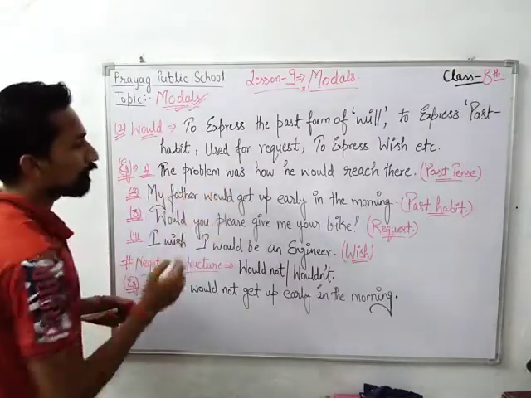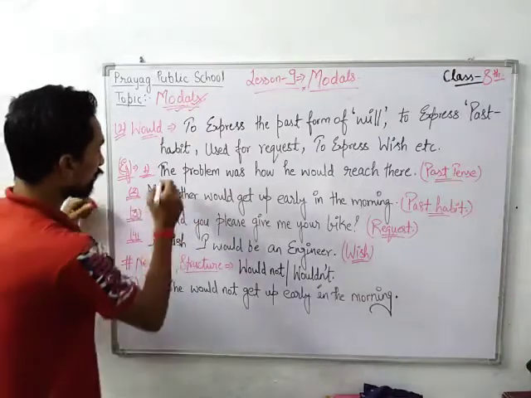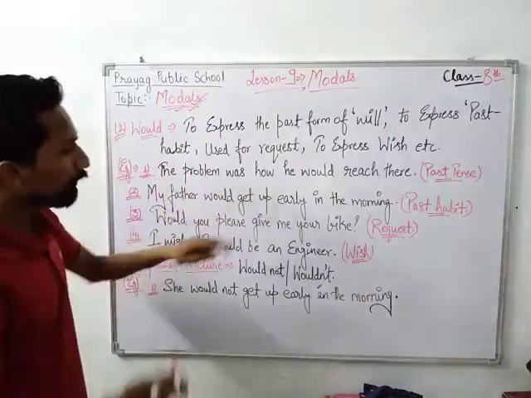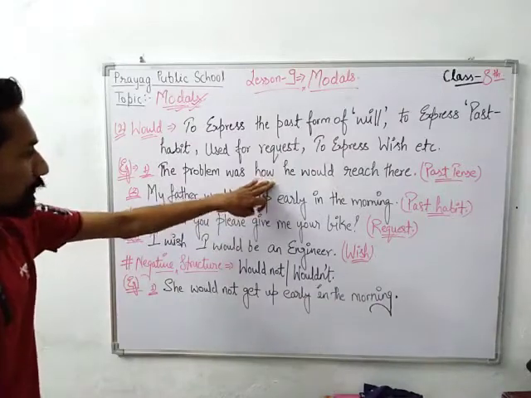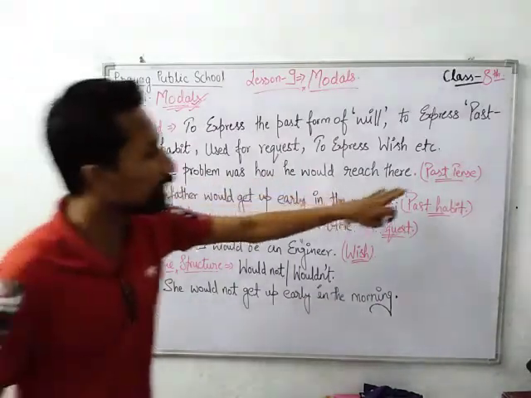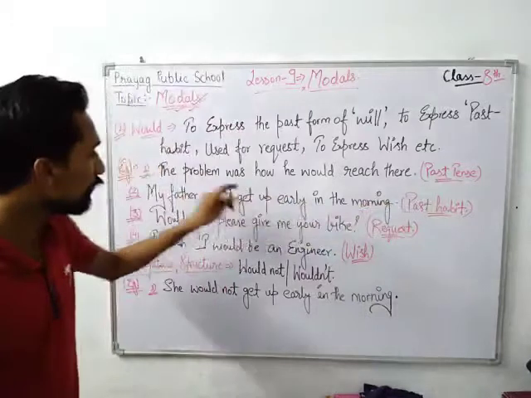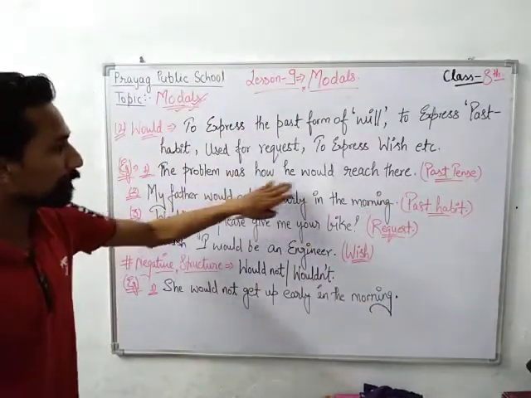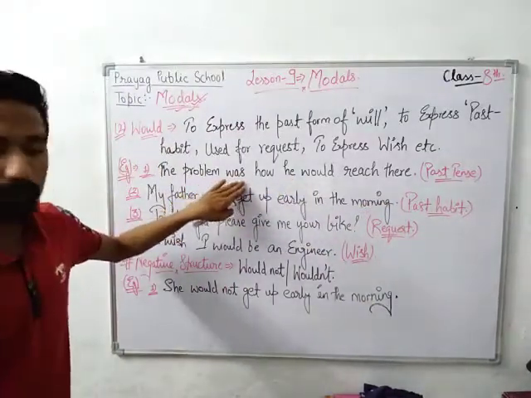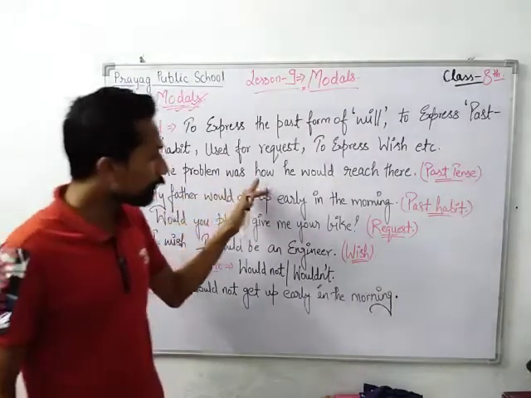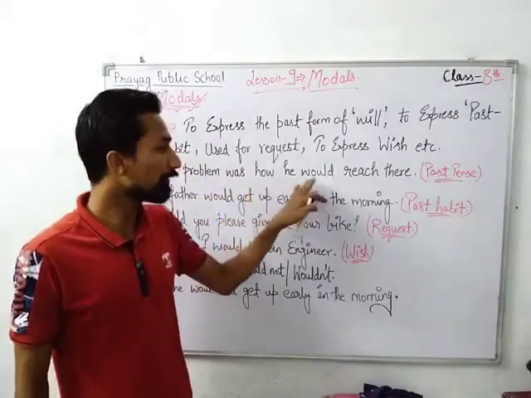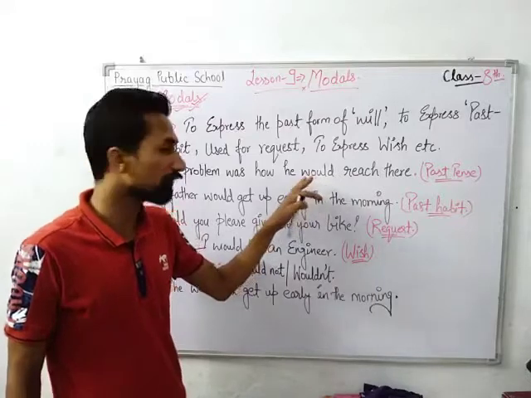The problem was how he would reach there, right? So the problem was how he would reach there. तो इसका मतलब है ये क्या की बातें कर रहा है? It is talking about the past tense. Why? क्योंकि आप देख सकते हैं was लगा हुआ है और इसका आप जब हिंदी में कन्वर्ट करोगे तो ये होगा कि प्रॉब्लम ये है कि वो वहाँ पे कैसे पहुँचा होगा या पहुँचा था, ठीक है?